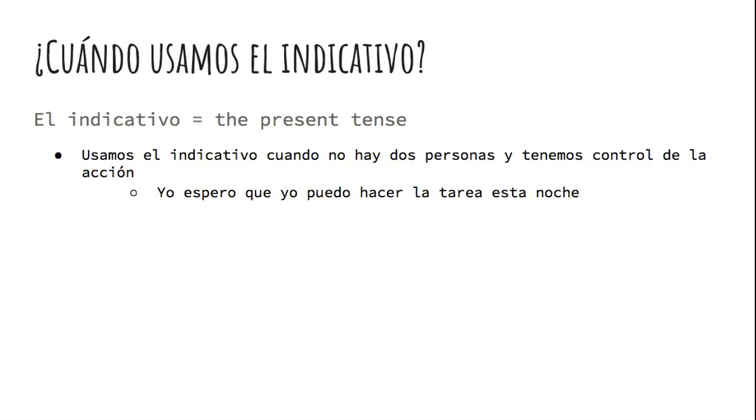It's yo and yo. If I said, I hope that you can do the homework tonight, that's not really in my control. But if I say, I hope that I do the homework, I'm in control of that action, and therefore the subjunctive is not being called in, and I'm going to be using the indicative or the present tense in order to conjugate that second verb of poder to puedo.